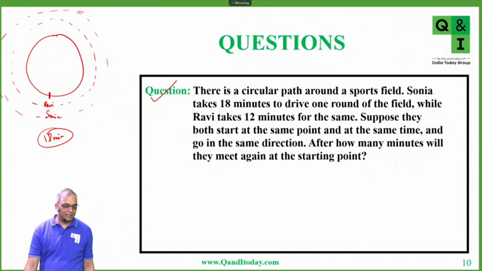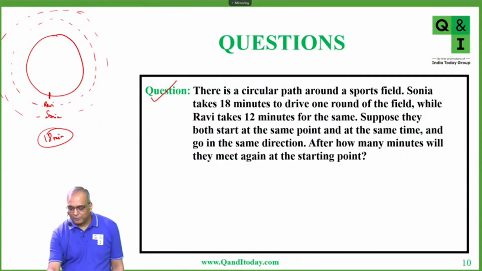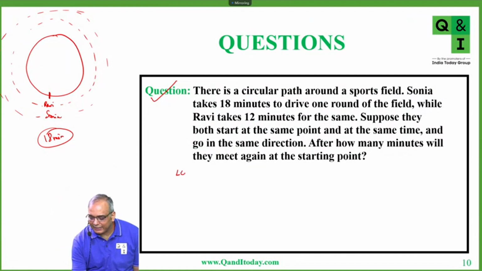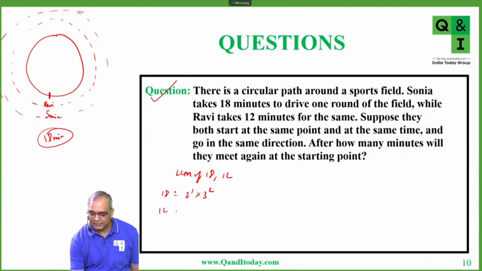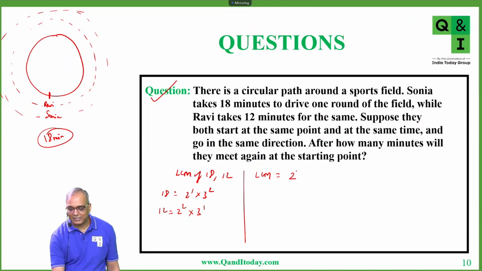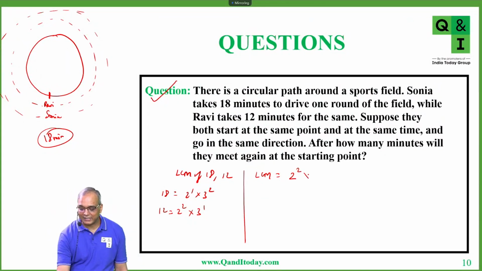Yes, Raghavi and Ragul, you are correct. We have to find the LCM of 18 and 12. So 18 is 2 to the power 1 into 3 to the power 2, and 12 is 2 to the power 2 into 3 to the power 1. If you find the LCM, we take all the factors with the highest powers: 2 square, 3 square. So this is 4 into 9, which is equal to 36 minutes.